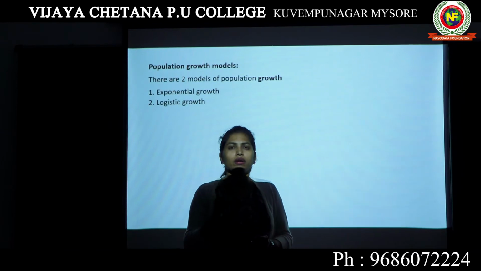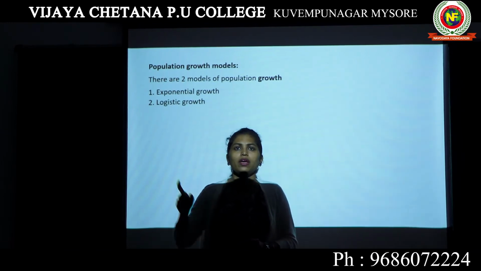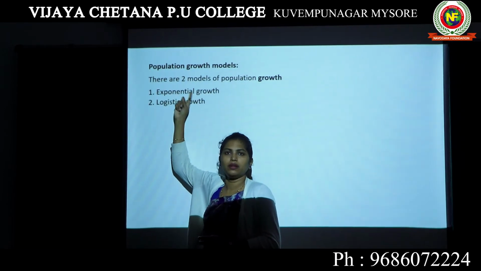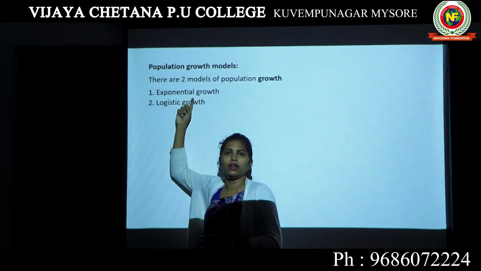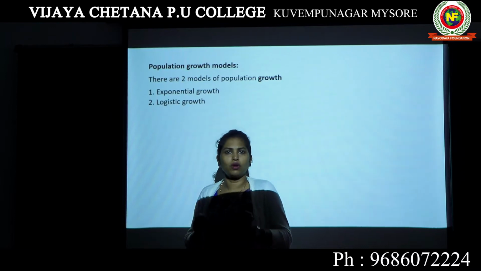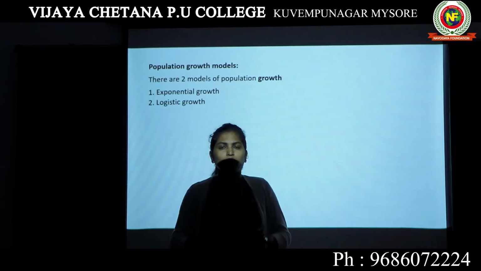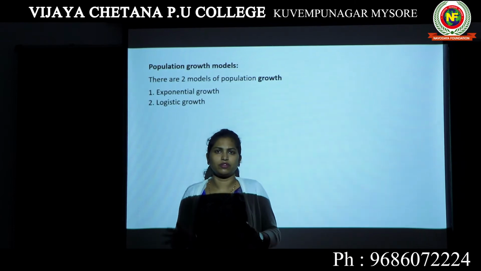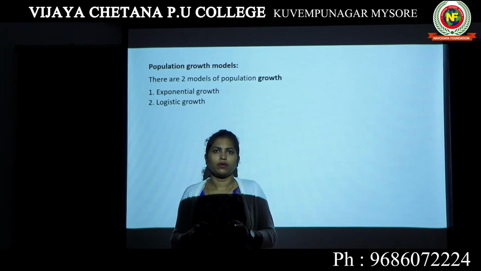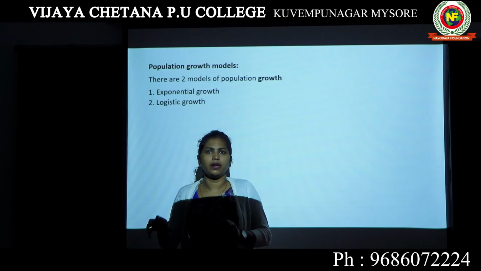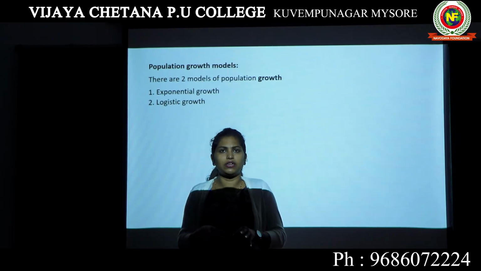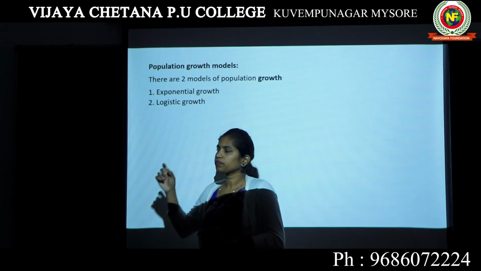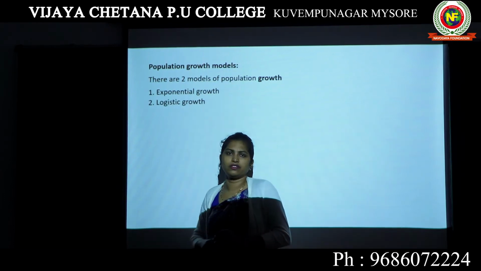Logistic is a very organized growth. Exponential growth generally does not happen in a normal environment or normal ecosystem, because in a normal ecosystem all the resources are limited. No resources are unlimited. Only when they make use of it efficiently, the population size will increase. Then what about logistic growth?